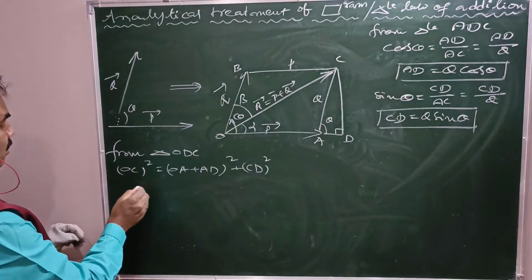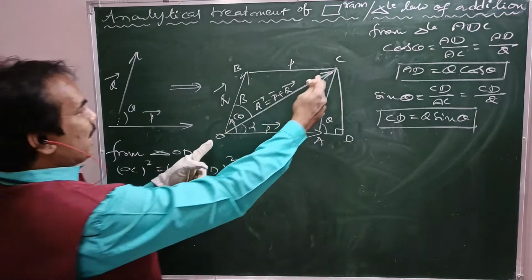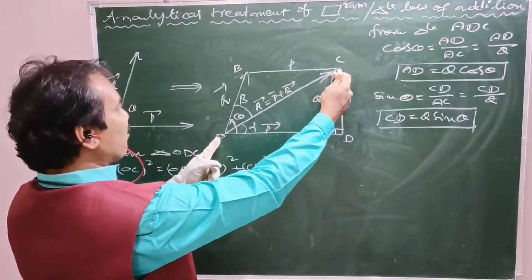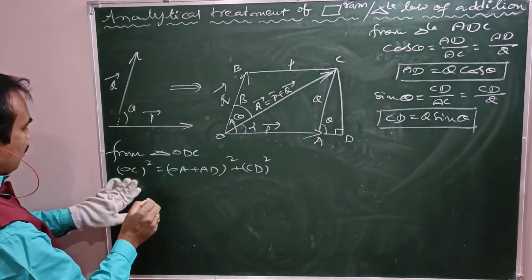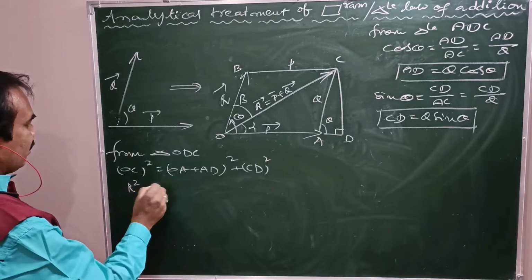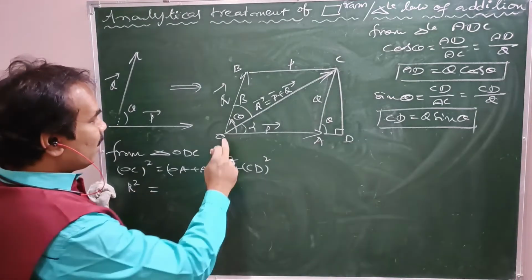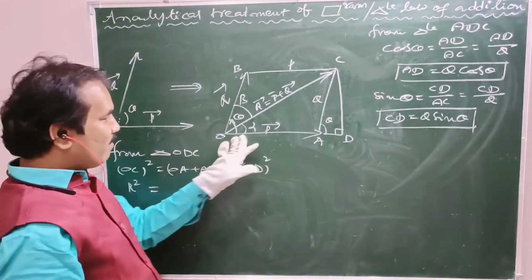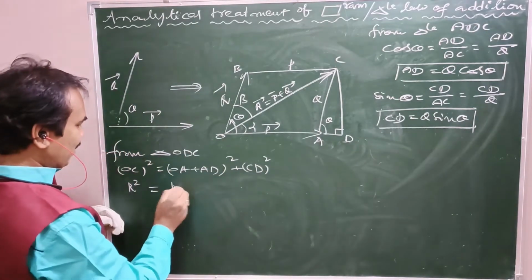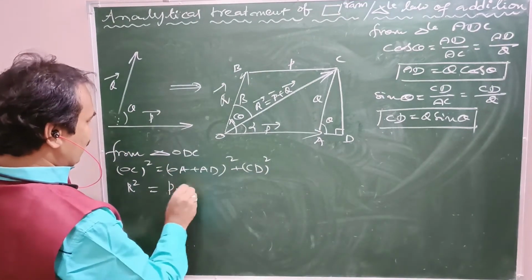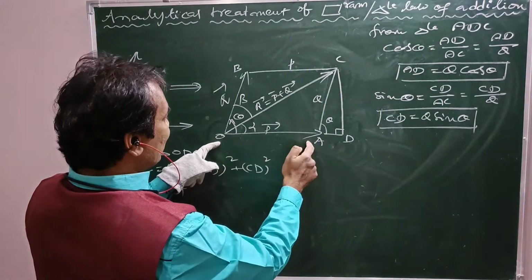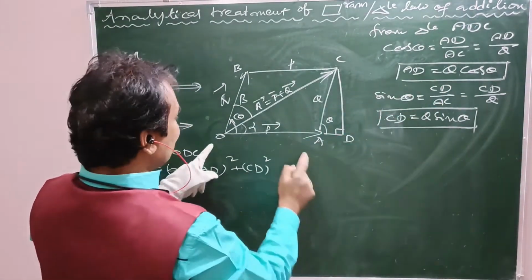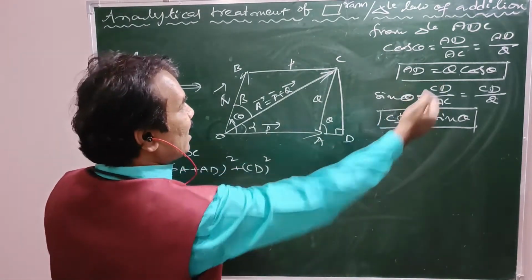Okay, that is OC bar, in the sense R bar. In fact, OC bar equals R bar, but OC means R. That is R square equal to OA plus AD. OA bar means P bar, but OA means P only. That is P plus AD. What is AD? AD means Q cos theta. So from here to there P, from here to there Q cos theta. So P plus Q cos theta.